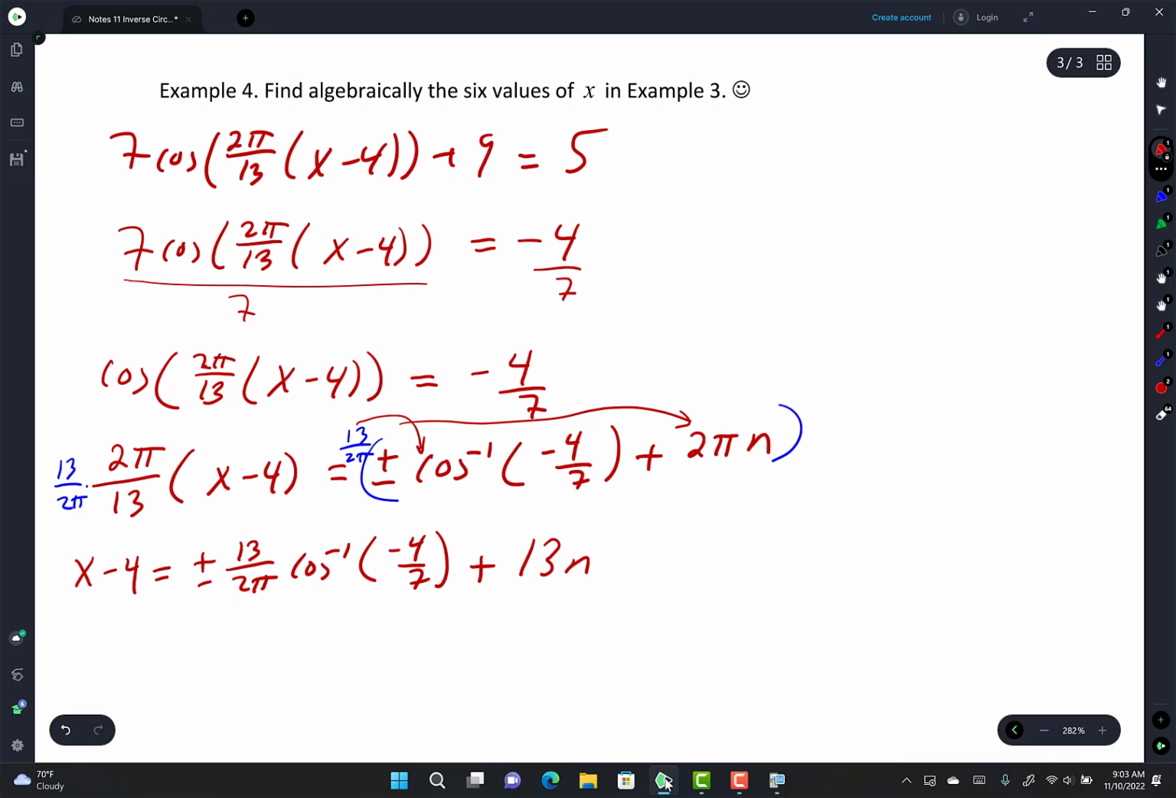Do you guys see that? And that's actually how you can check if you're doing this right. The period is 13, so that 13n is how often this repeats itself over and over. Does that make sense, guys?